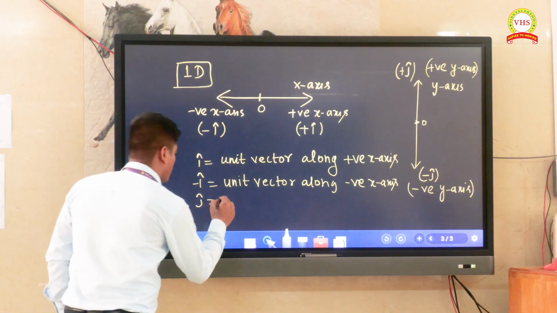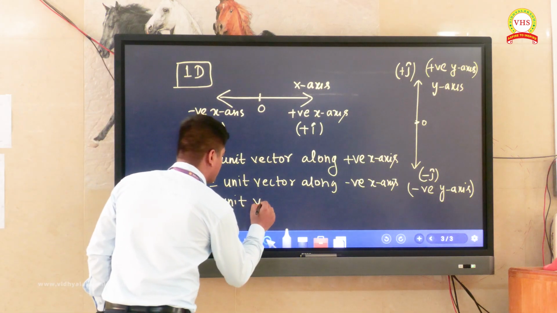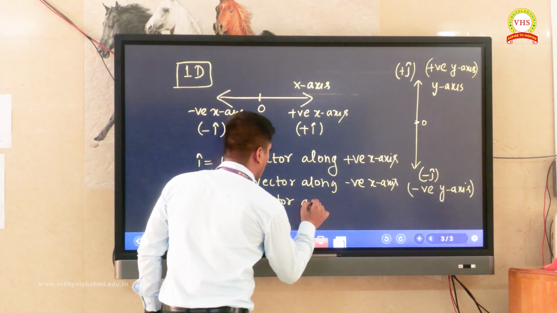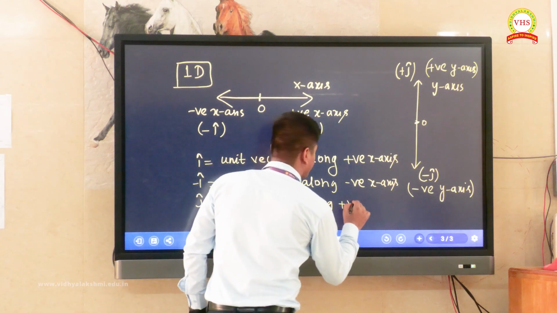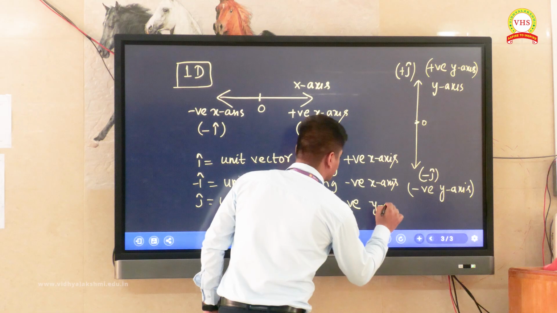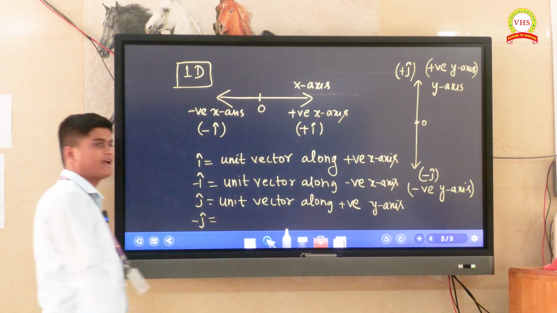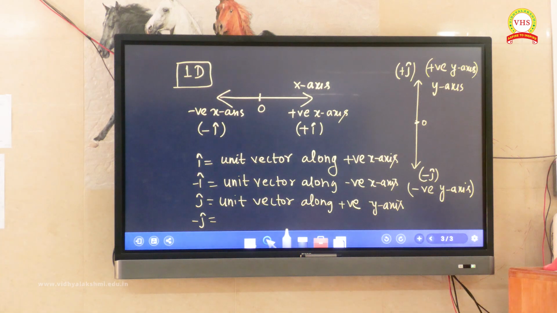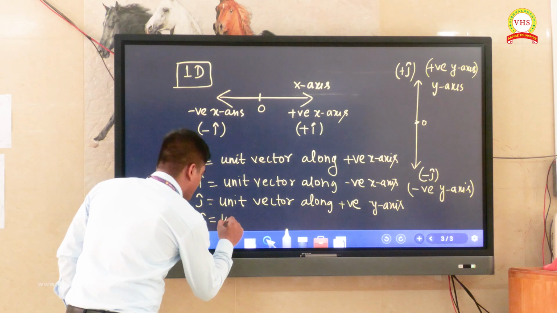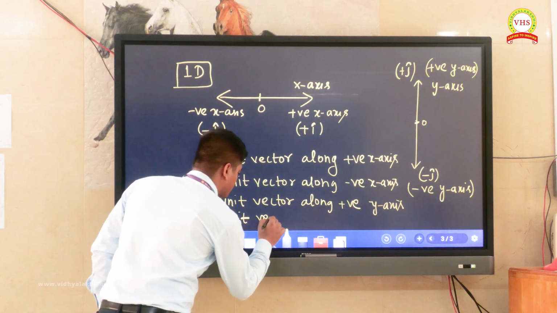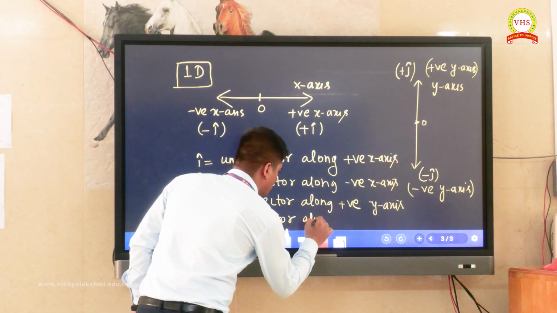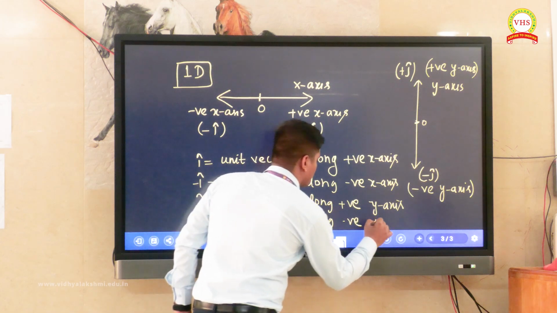Very good. So I can write it is unit vector along positive y-axis. Similarly, can I tell what is minus j cap? What is minus j cap? You say. Very good. So you can write this one as unit vector along negative y-axis.